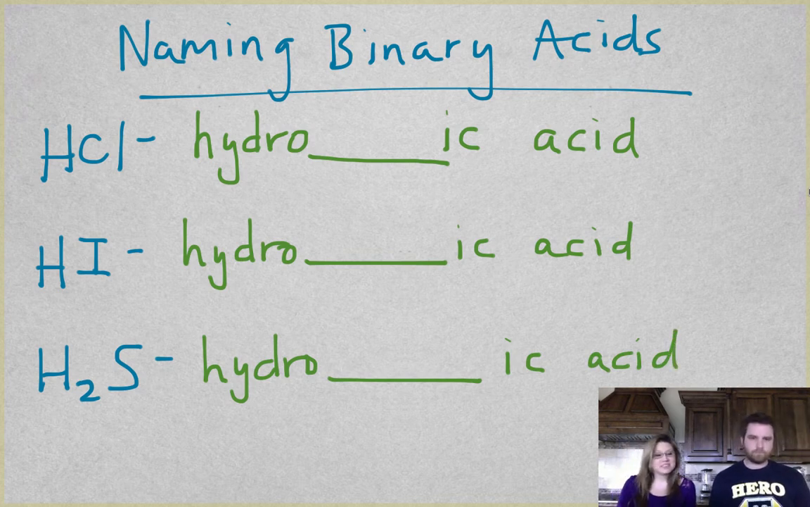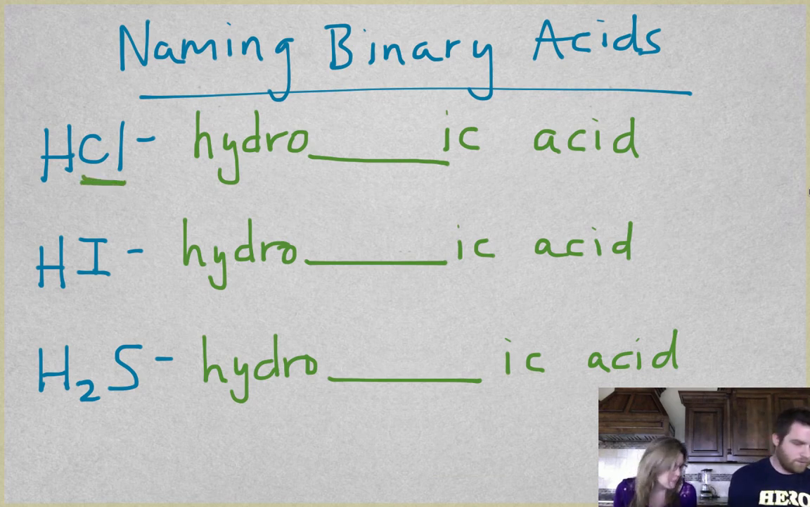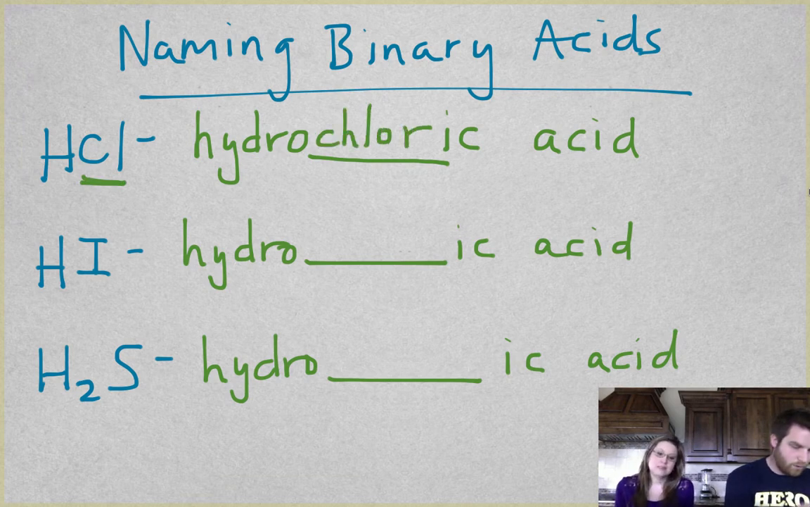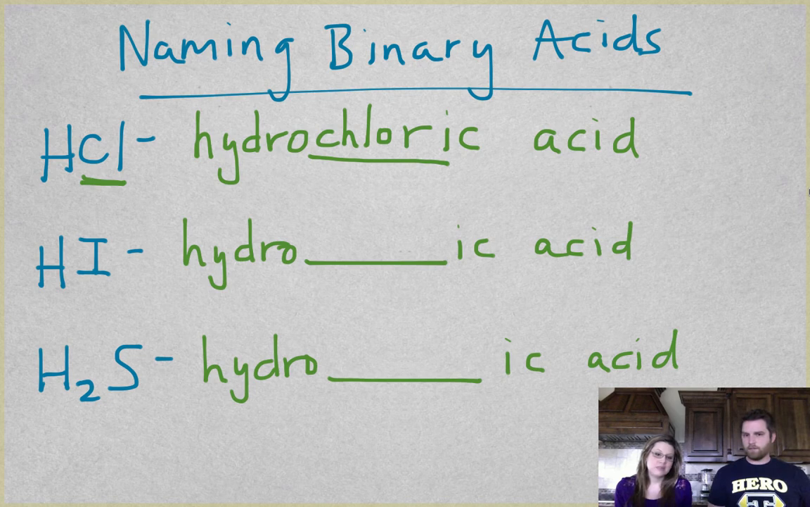Okay, so the first one is hydrochloric. Why is it hydrochloric? Because it's chlorine. So hydrochloric acid. That seems easy enough. It's like when we did ionic compounds and we cut off to make it -ide. It's about the same place where you would cut it off. So it would have been chloride, now it's just chloric. Okay, so what about iodine then?